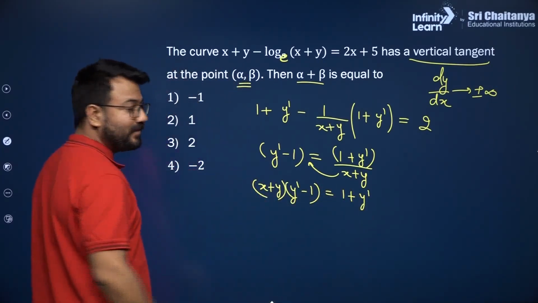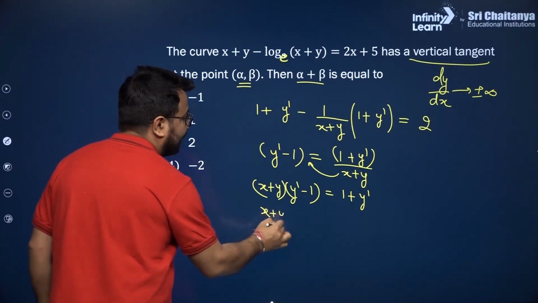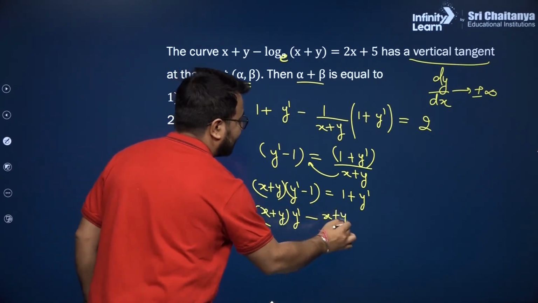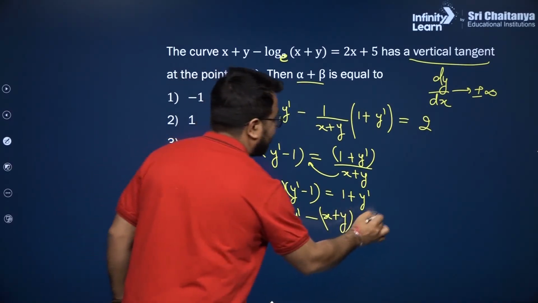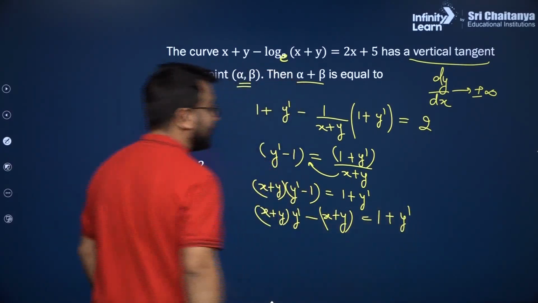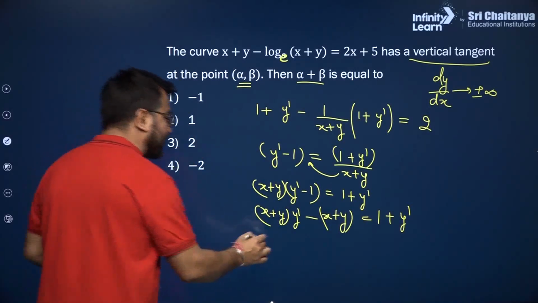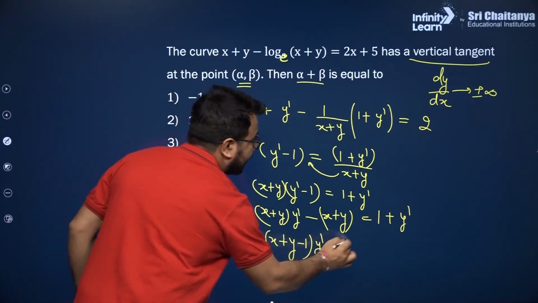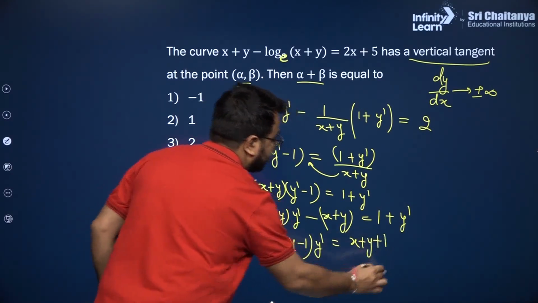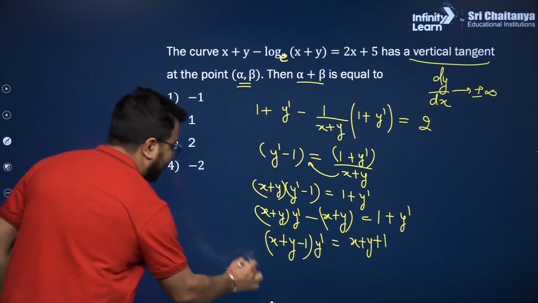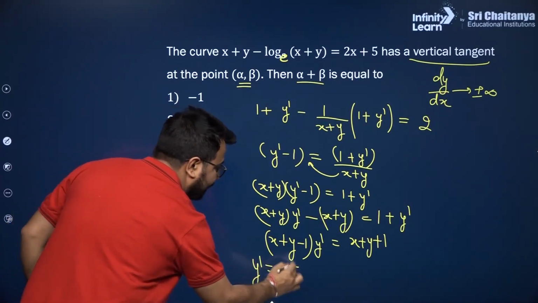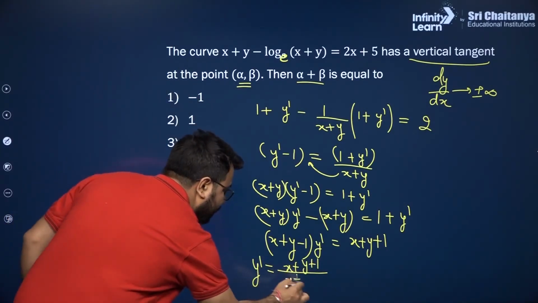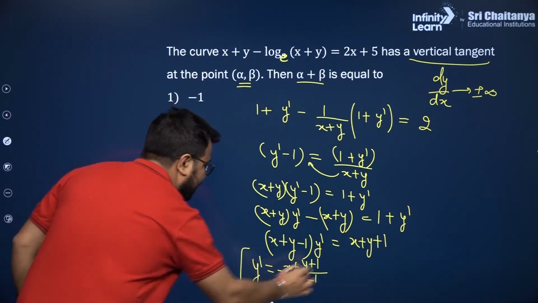Now let us open up this bracket. So (x plus y) will be multiplied with y dash, and then (x plus y) will be multiplied with 1. Again we have a 1 here and a y dash here. Now I am taking all the terms of y dash to one side, so it will be (x plus y minus 1) into y dash, and here it will be x plus y plus 1. So if I want to get the value of y dash, it will be very easy. It will be (x plus y plus 1) divided by (x plus y minus 1). So this is y dash.